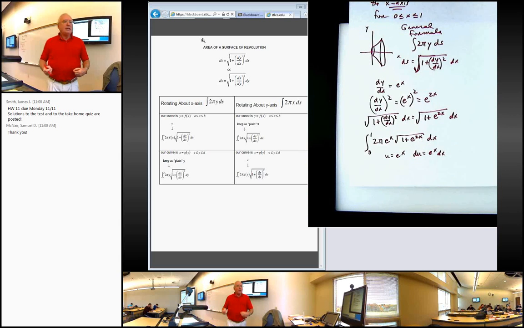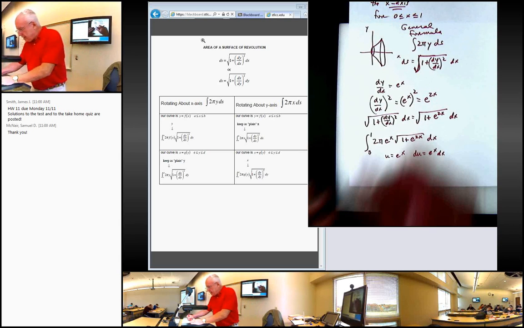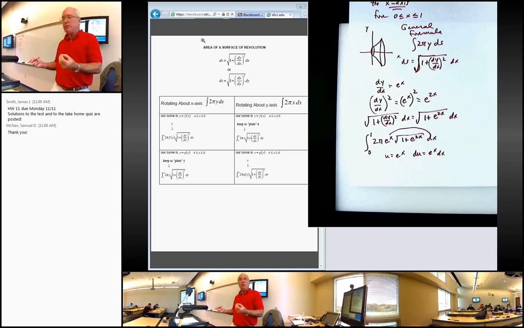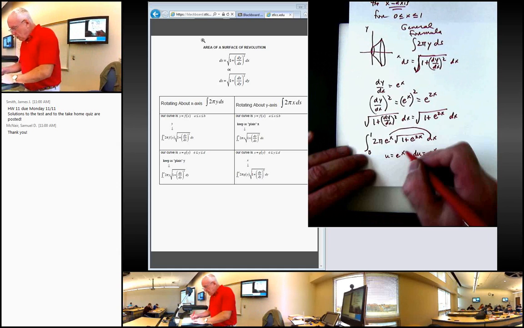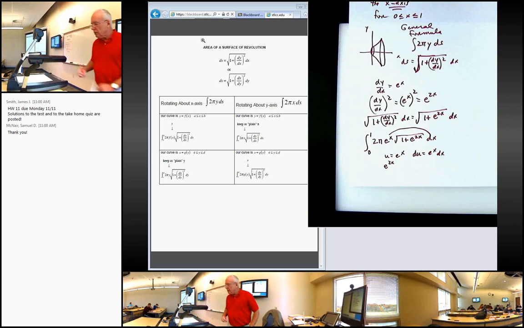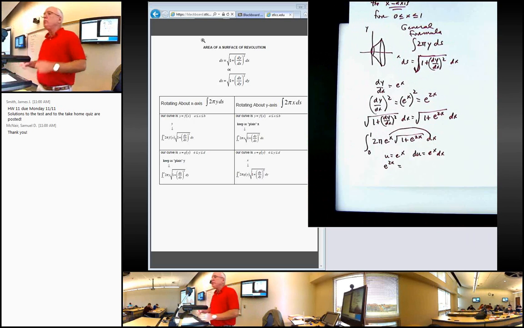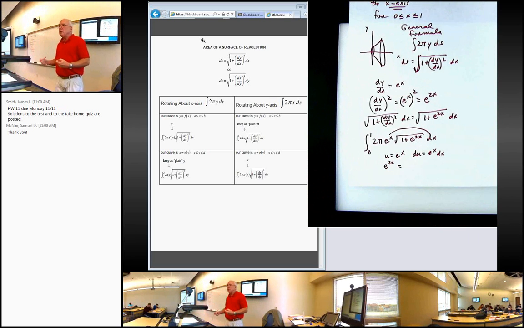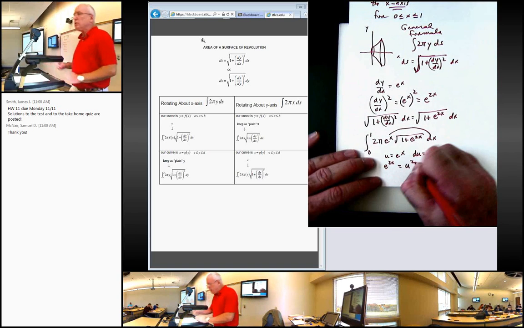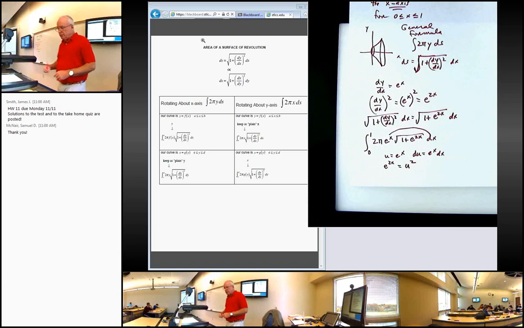And then what we end up with is an e to the x dx right here. So that's going to be our du when we do the substitution. Now look at what we have underneath the radical. We have e to the 2x under the radical. Well, if u is equal to e to the x, then e to the 2x is going to be u squared, squaring the e to the x.